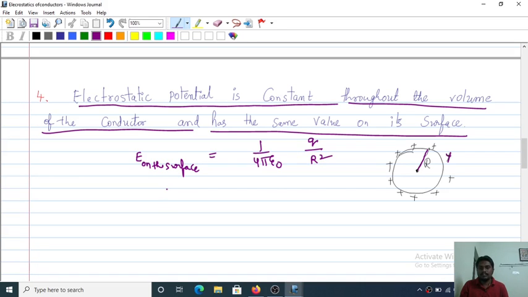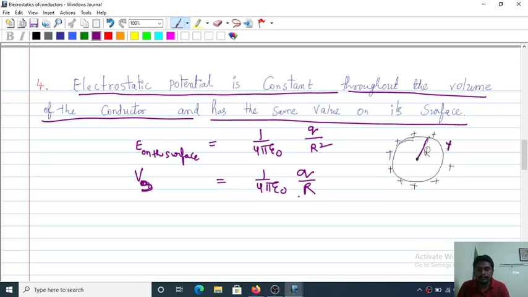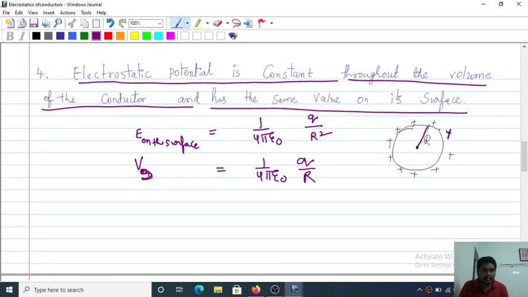It was already discussed in the previous chapter that the electric field at any point on the surface of a charged conductor was derived according to Gauss law as 1 by 4 pi epsilon naught q by r square, where r is the radius of the spherical conductor. Similarly, the electric potential on the surface will be 1 by 4 pi epsilon naught q by r. What is the meaning of this expression?